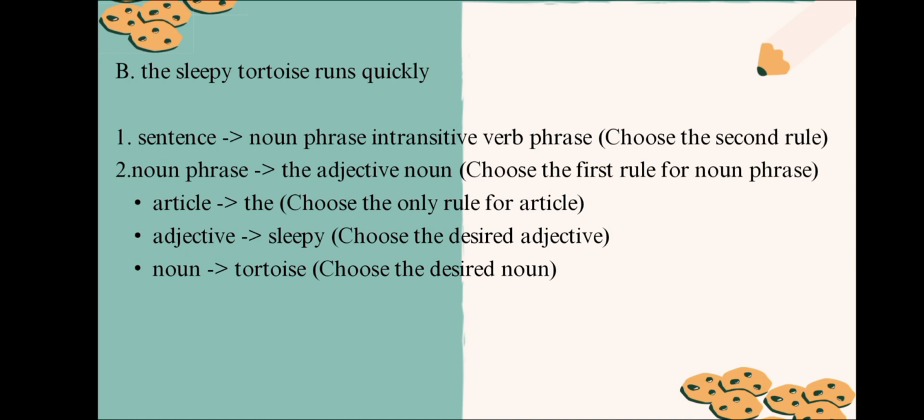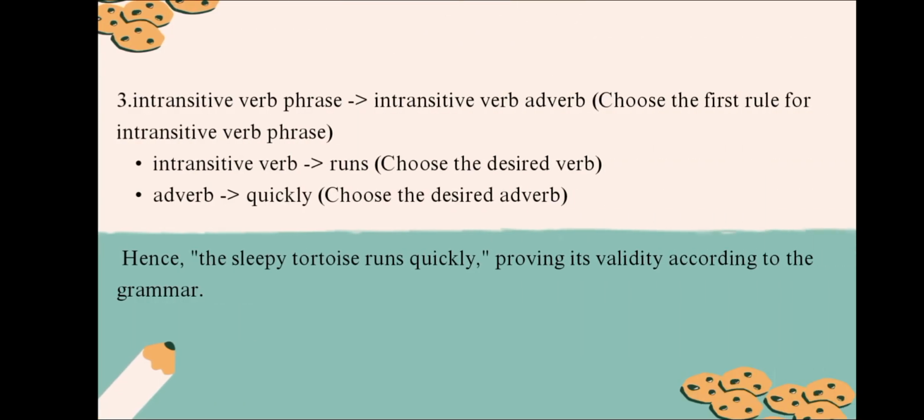Choose the desired noun. Third is the intransitive verb phrase. Intransitive verb, adverb. Choose the first rule for intransitive verb phrase. Intransitive verb is replaced by run. Choose the desired verb. Adverb, quickly. Choose the desired adverb. Hence the sleepy tortoise runs quickly, proving its validity according to the grammar. Hence the sleepy tortoise runs quickly sentence is a correct CFG according to the production rules and the provided grammar.